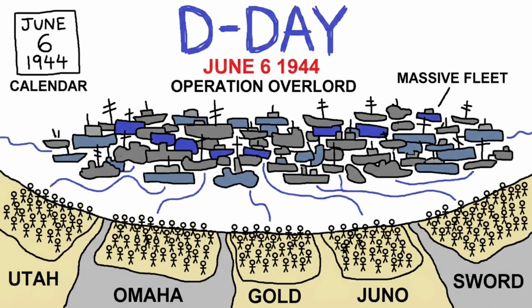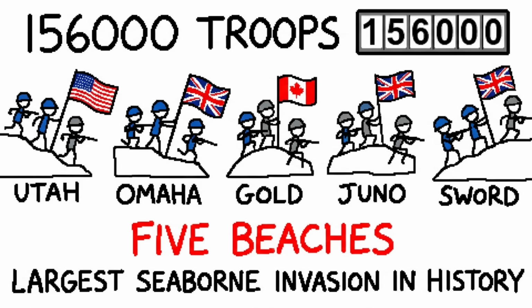And then came June 6, 1944. D-Day. Operation Overlord was the largest seaborne invasion in history. Over 156,000 American, British, Canadian, and Allied troops crossed the English Channel and stormed 5 beaches in Normandy, France, codenamed Utah, Omaha, Gold, Juno, and Sword.